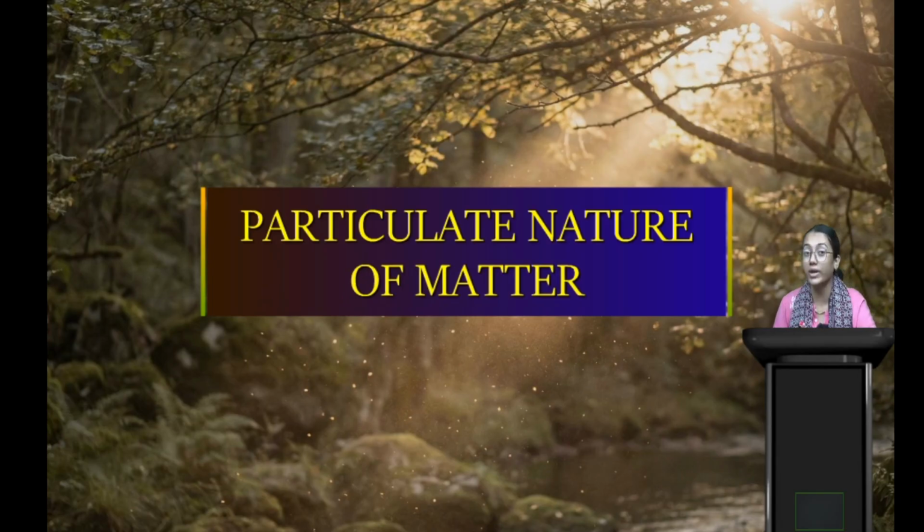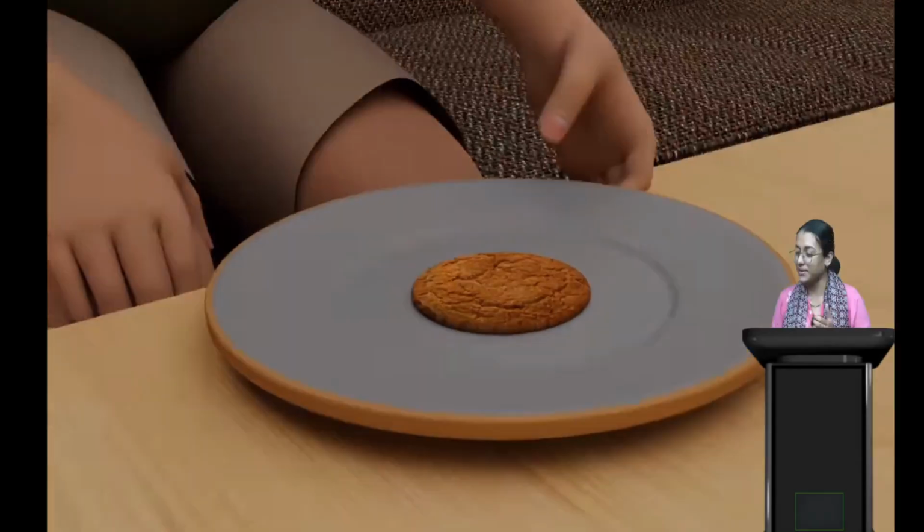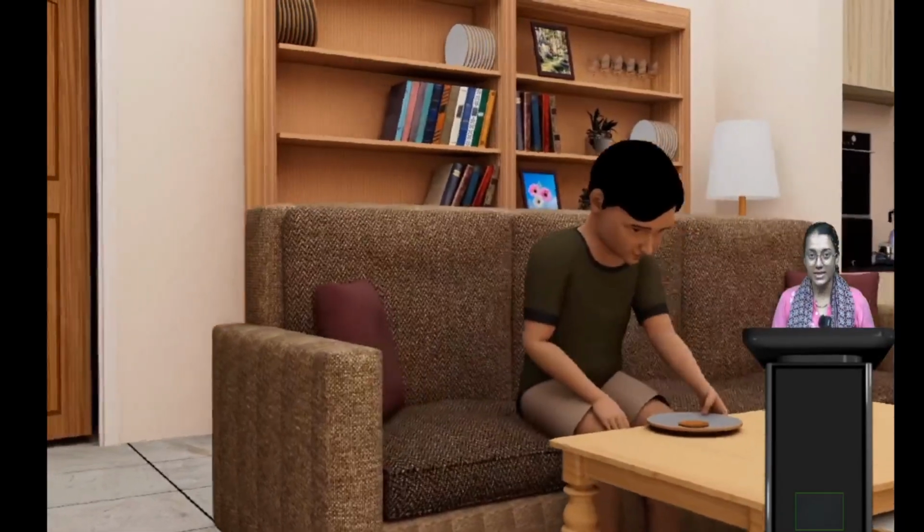So today we are going to discuss which chapter? What is written? Very good. Particulate nature of matter. Okay, so in today's class, we are going to discuss particulate nature of matter. Various kinds of materials or matter are present in our surroundings. So in today's class, we are going to discuss their characteristics, how they behave and why they behave like this. So let's start.